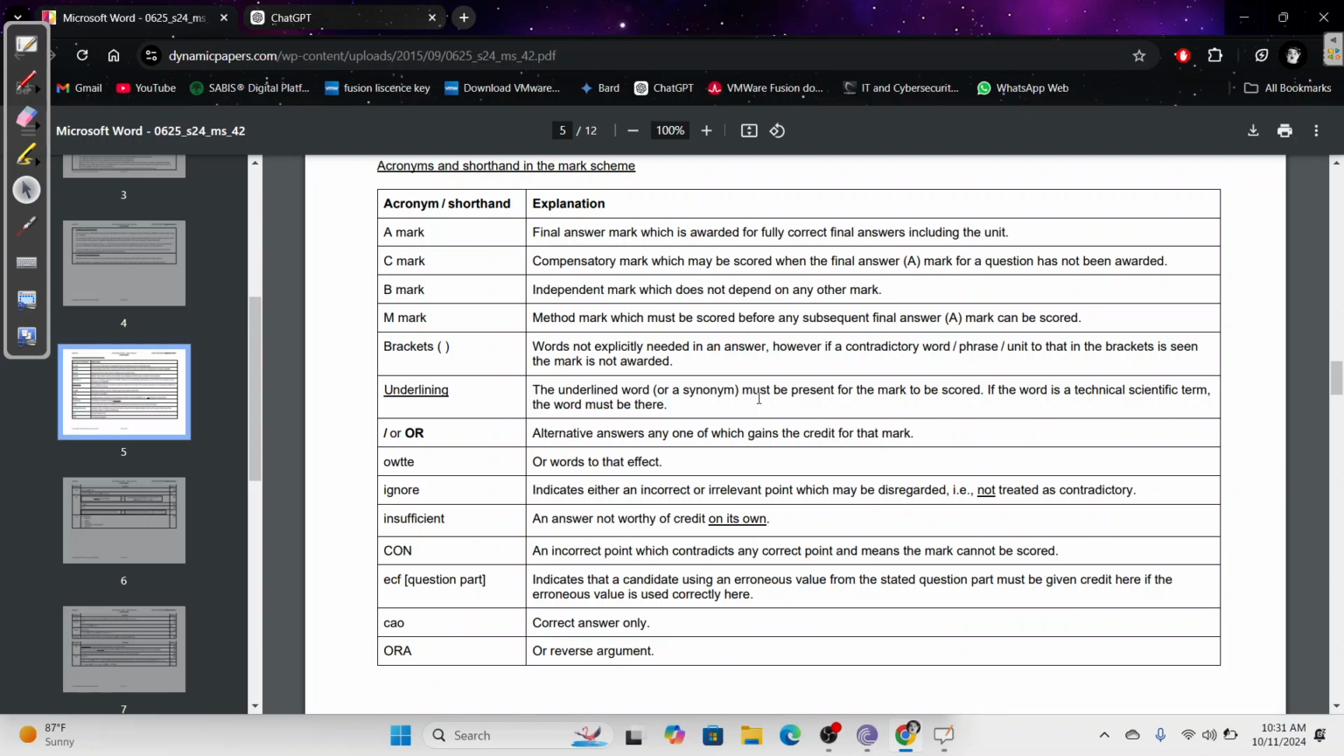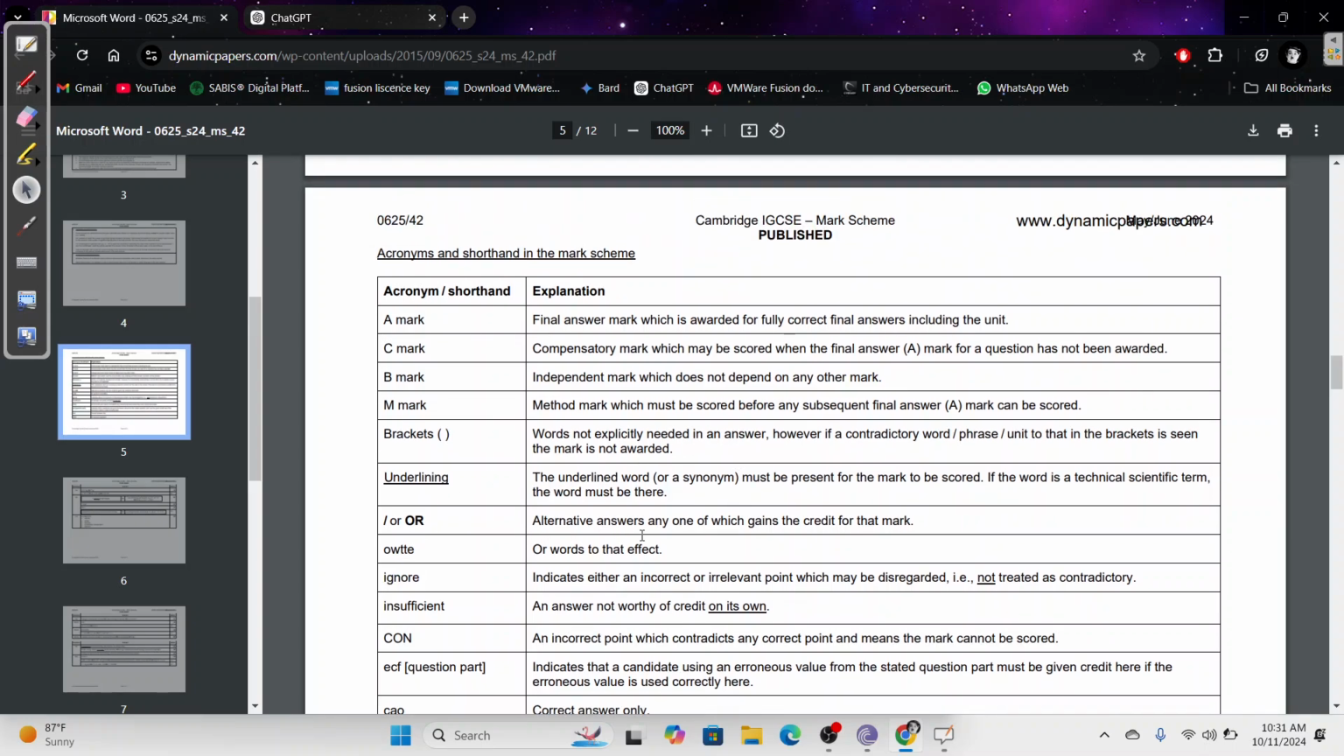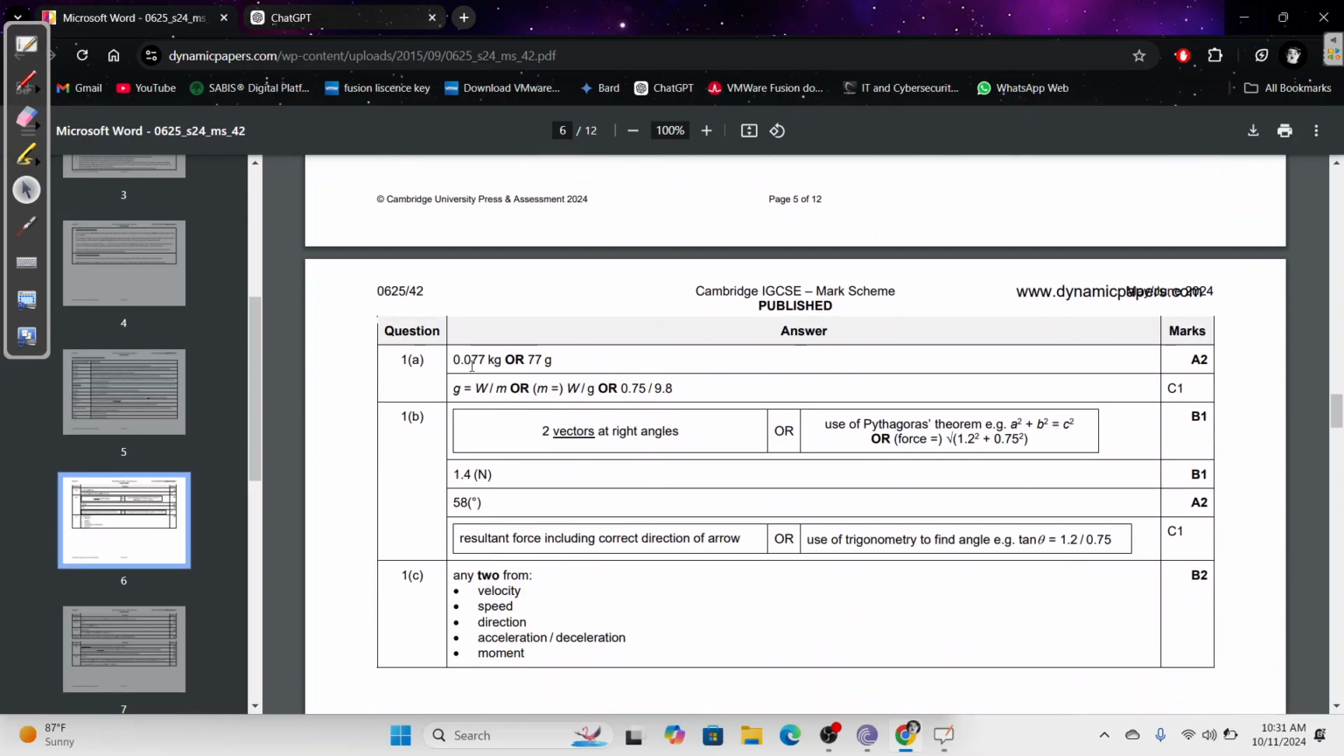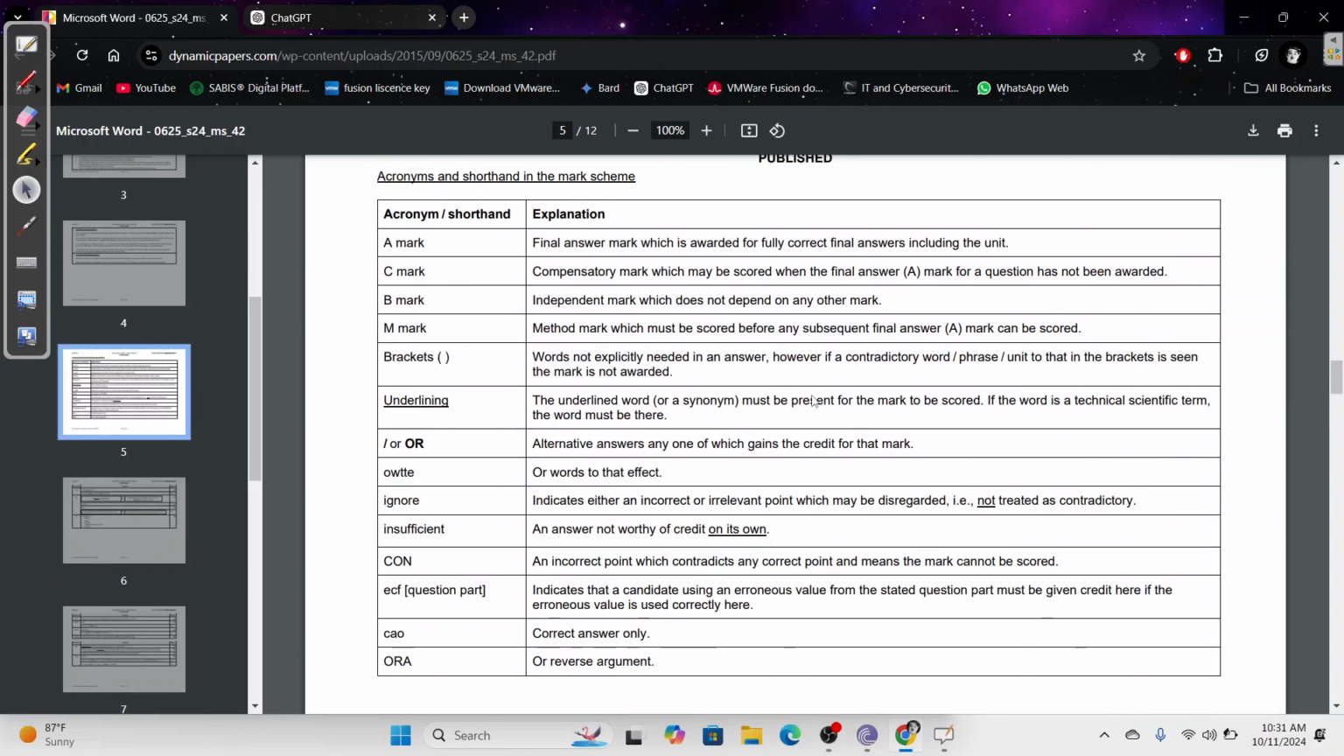Okay. Slash or. This means it separates your answers. Like A or B, whatever. You can choose whichever to get that 1 mark. Let me see if I can find on here, 0.077 kilograms or 77 grams. They both give you the marks for the answer point. They give you the A mark. They're both correct. You can choose any of them.